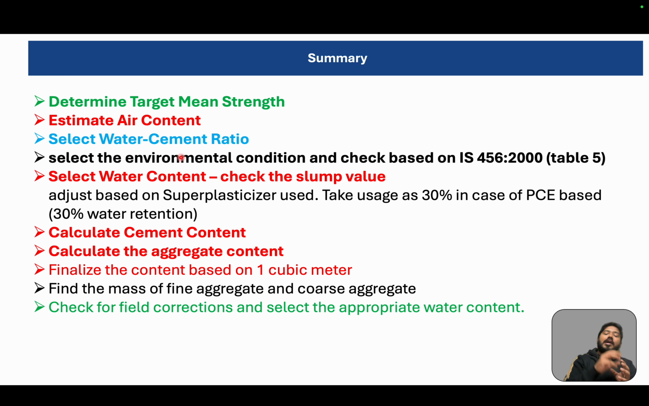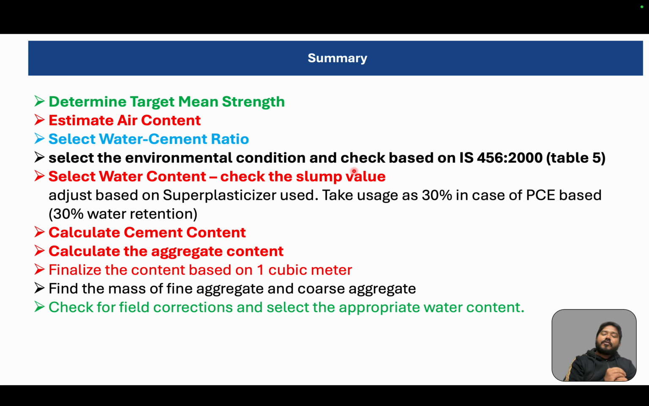And in that case, we have a codal provision for excess slump: for every 25 mm slump, you have to add 3% of water content. So accordingly, you have to calculate the water content. Again, you have to check whether superplasticizer is there in the question or not. If it is there, and you are designing for PCE normal, then you have to subtract 23%. That means you multiply by 0.77, because for PCE normal the water reduction is only 23%.